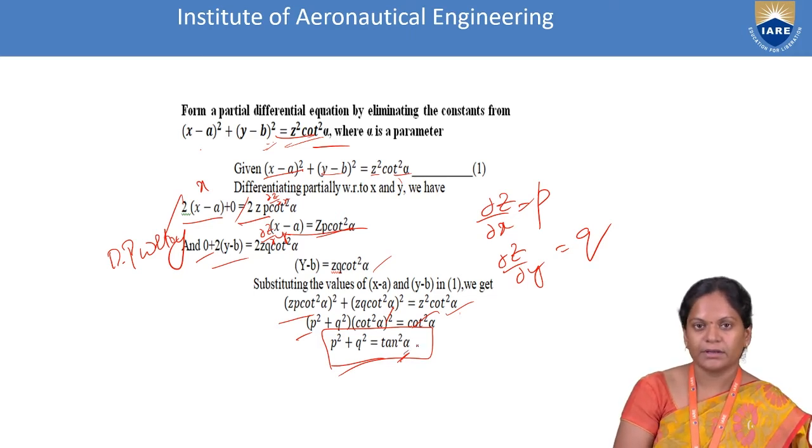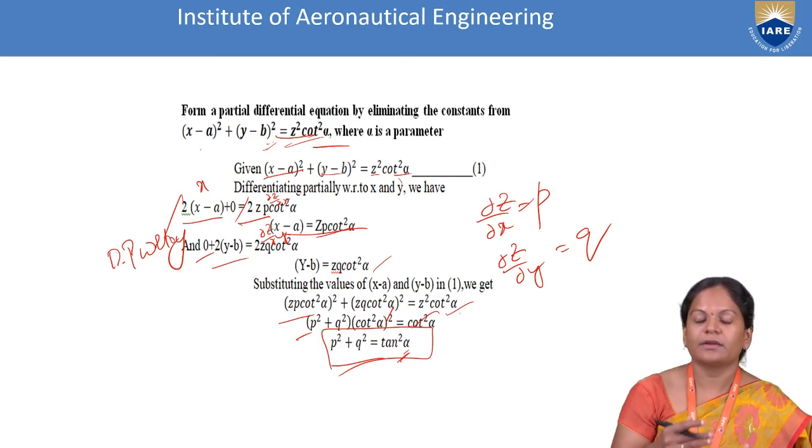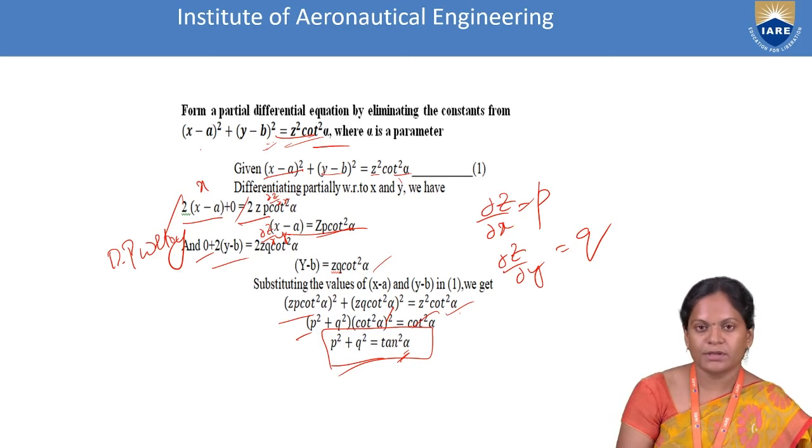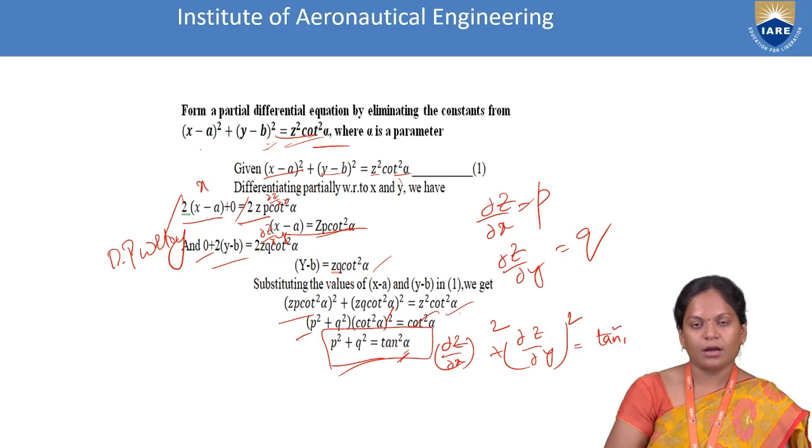So here we eliminated small a and small b. Now this is the partial differential equation. We are not writing dou z by dou x and dou z by dou y all the time; we simply write p, q, r, s, t form throughout this topic. So p square is nothing but dou z by dou x whole square, and q square is nothing but dou z by dou y whole square equal to RHS as it is, tan square alpha. So this is a partial differential equation.